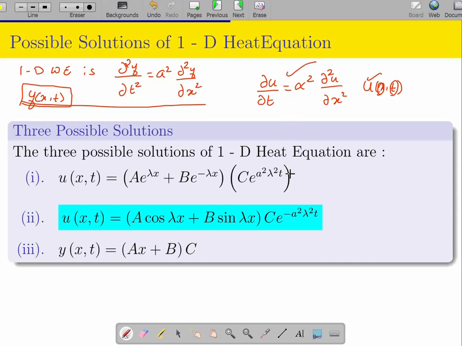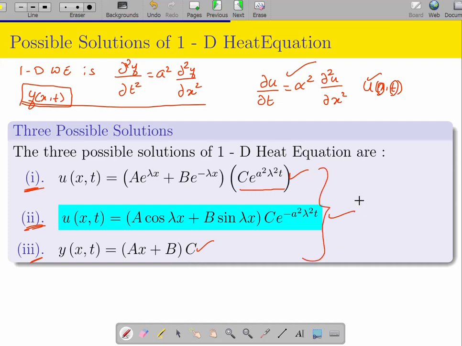We will get three possible solutions. The first solution is u(x,t) = (A e^(λx) + B e^(−λx)) C e^(a²λ²t). Similarly, for the second solution, u(x,t) = (A cos λx + B sin λx) C e^(−a²λ²t). Then the third solution is u(x,t) = (Ax + B) C. So these are the three possible solutions.